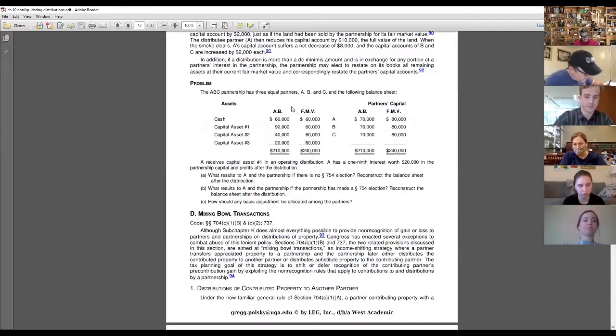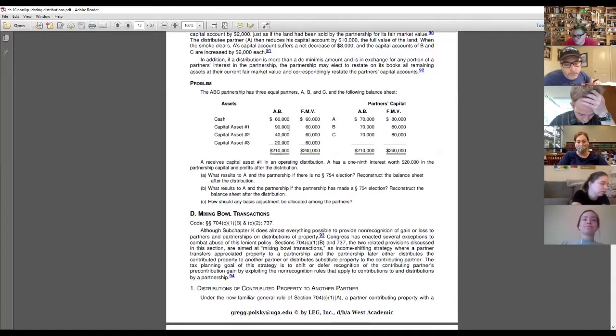We have this ABC partnership, and I'm going to reconstruct it. Again, it's a very simple fact pattern. We could say A, B, and C each contribute 70,000 of cash to the partnership. The partnership then takes 90,000 and buys capital asset 1, takes 40,000 and buys capital asset 2, takes 20,000 and buys capital asset 3, and still has 60,000 of cash in the bank.